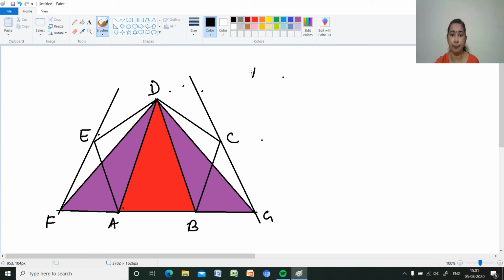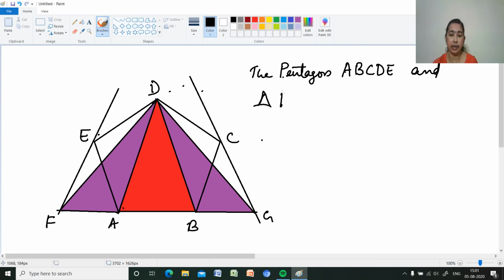So the pentagon, what's the name of the pentagon given? The pentagon is ABCDE. Pentagon ABCDE and the new triangle FGD have equal area.